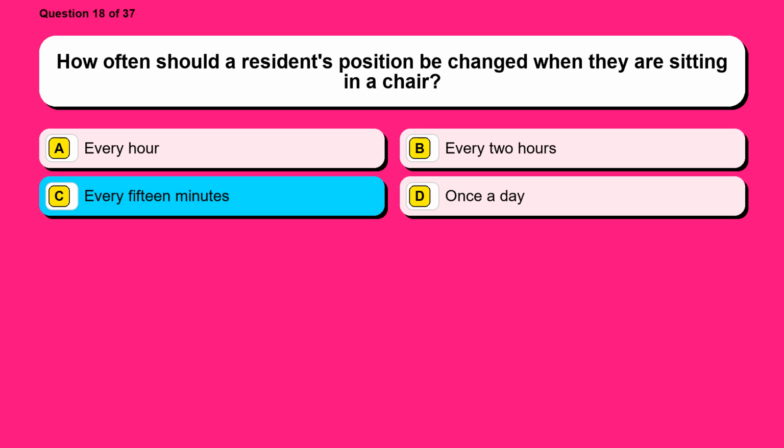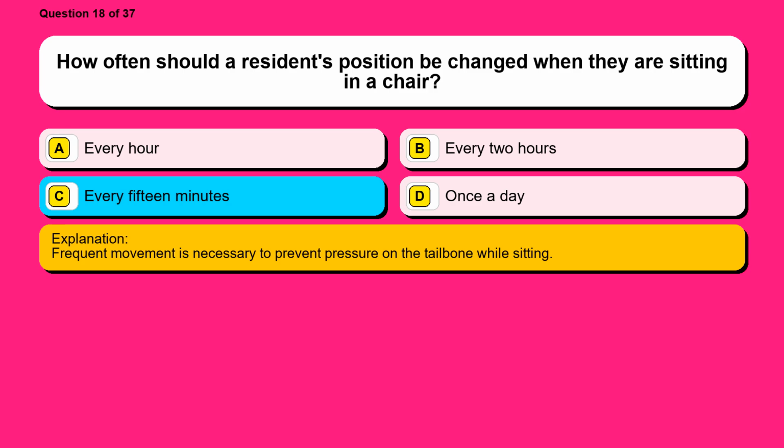The correct answer is option C. Every 15 minutes. Frequent movement is necessary to prevent pressure on the tailbone while sitting.